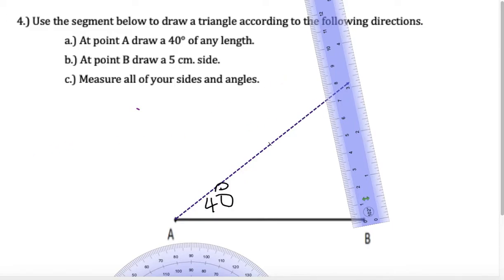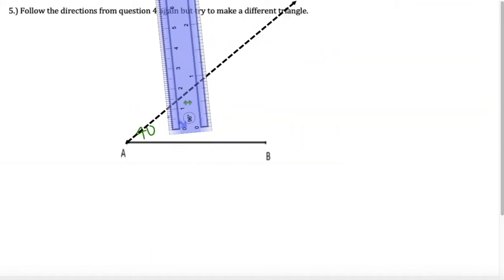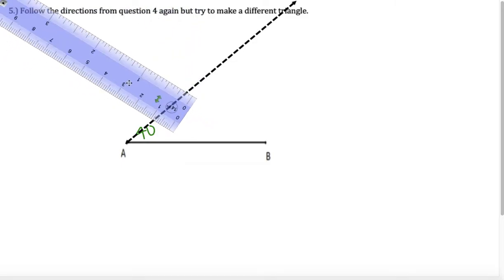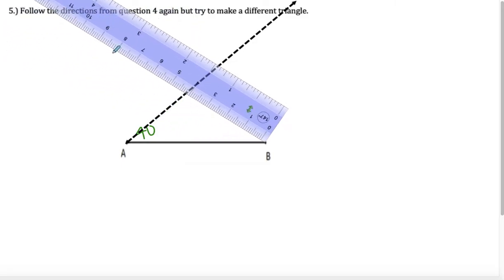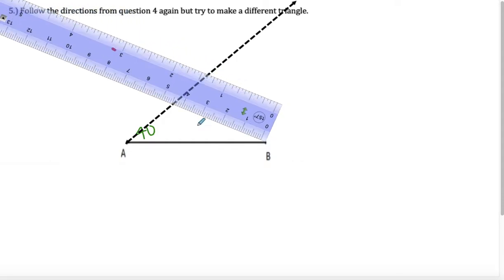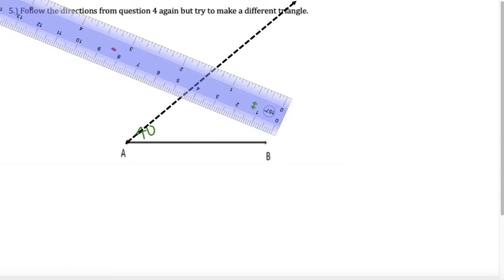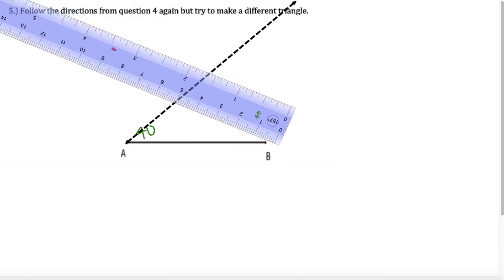Okay, so hopefully you found that you could have a 5 centimeter side here, and you could also rotate your ruler and have a 5 centimeter side down in this area here. Okay, my paper isn't drawn to scale, so this 5 centimeters isn't looking accurate here. But with your ruler, you would be able to have the point here and here at 5 centimeters.